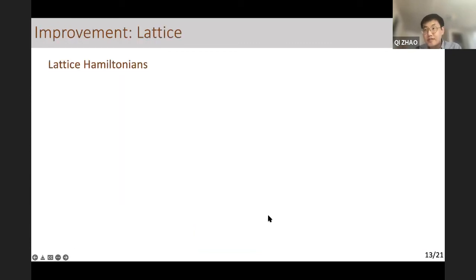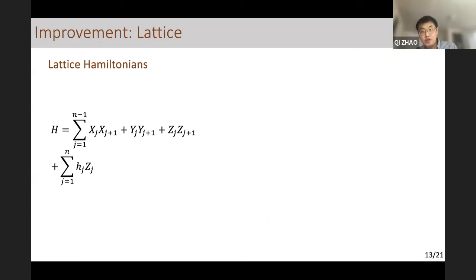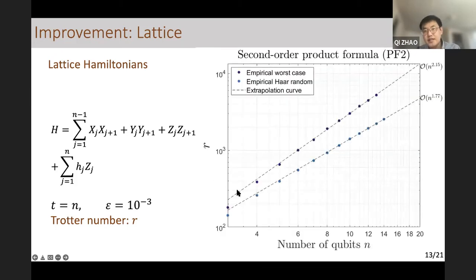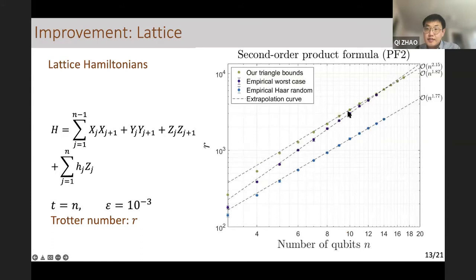Let's look at some more concrete numerical results. We consider the following Hamiltonian, a Heisenberg model with a random magnetic field. We fix the evolution time t and the accuracy epsilon, and we want to know the minimal required number of segments, or the required Trotter number, to achieve this accuracy. In our numerical results, you can see that the empirical average case is much better than the empirical worst case, with different scaling. And according to our triangle bound theoretical predictions, this scaling matches our empirical result very well in the second order product formula method.